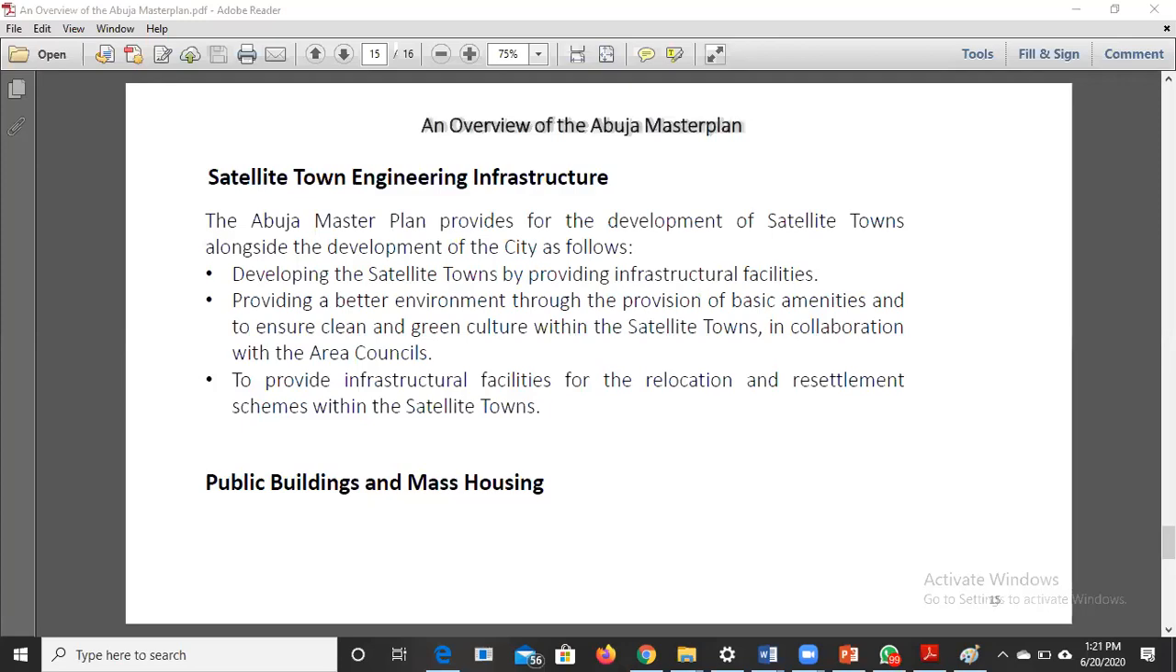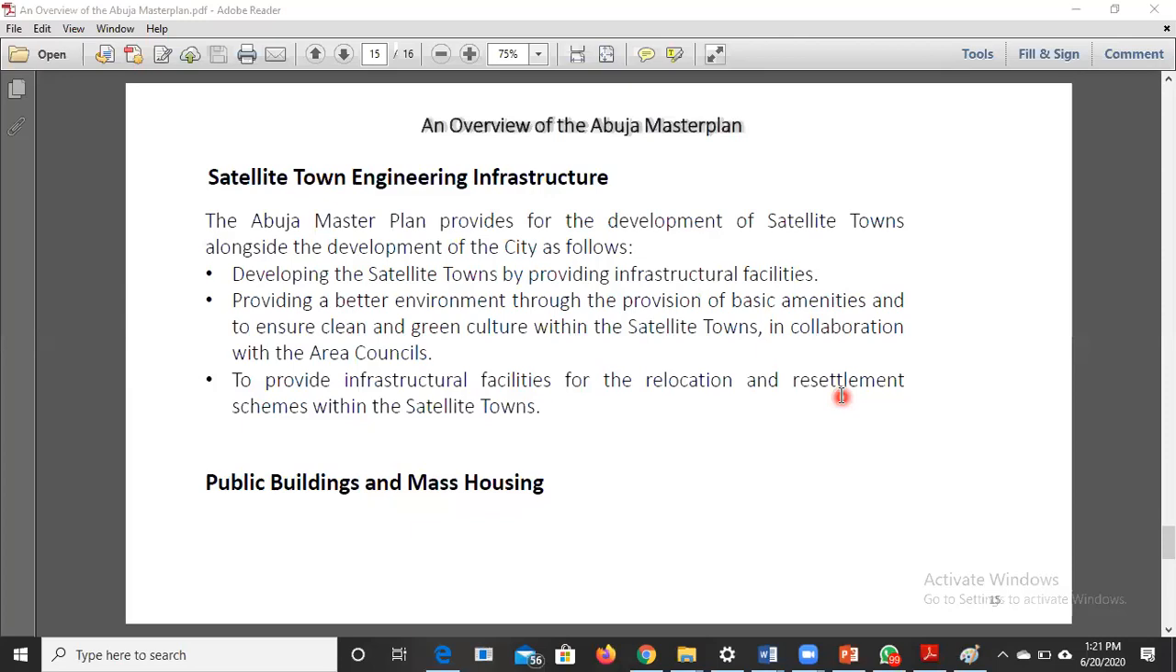Quickly, we have the satellite town engineering infrastructure. I'll just read through that. The Abuja Master Plan provides for the development of satellite towns alongside the development of the city. Developing the satellite town by providing infrastructural facilities, providing a better environment through the provision of basic amenities and to ensure clean and green environment within the satellite towns in collaboration with the area councils. To provide infrastructural facility for the relocation and resettlement scheme within the satellite town.